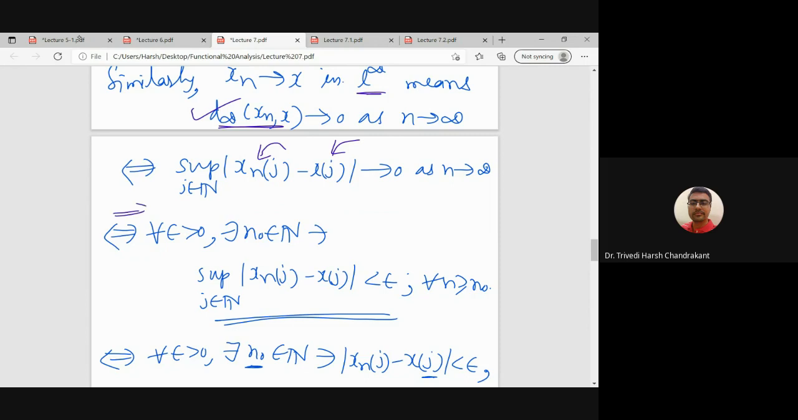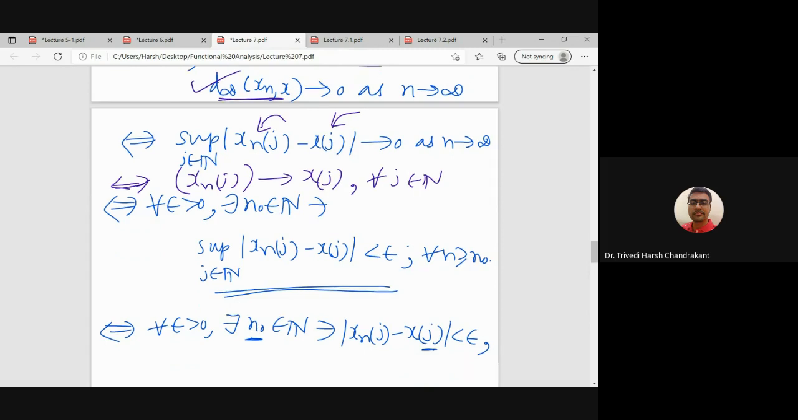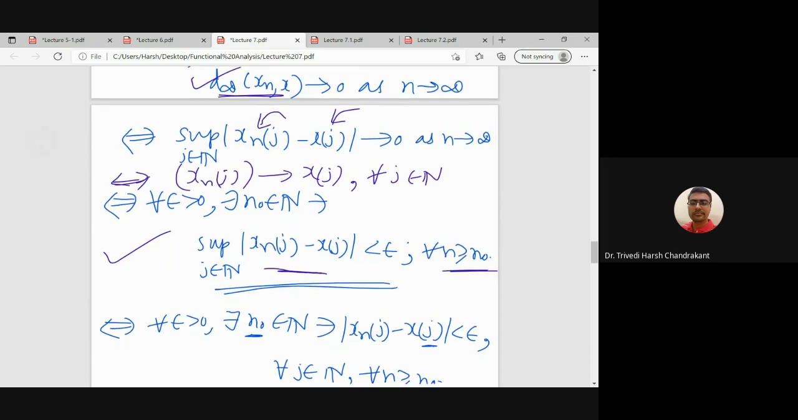So in between we can write a step that this means x_n^j is a sequence that converges to x_j for every j belongs to N, every natural number. So now this is a sequence of real or complex numbers, so you can use convergence of sequence. So that means for every epsilon greater than 0, there exists n naught such that this happens for all j, and after some n naught, n is greater than or equal to n naught.